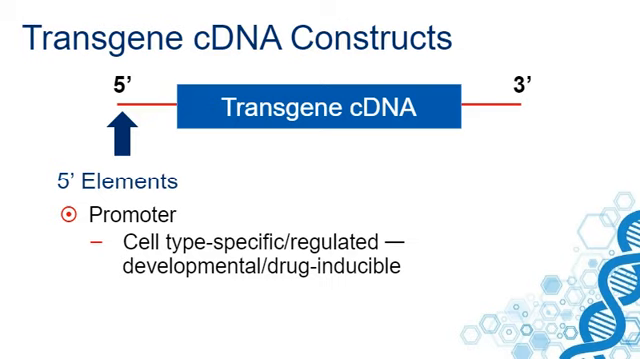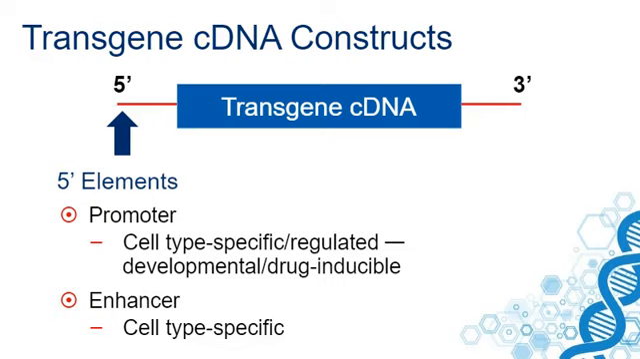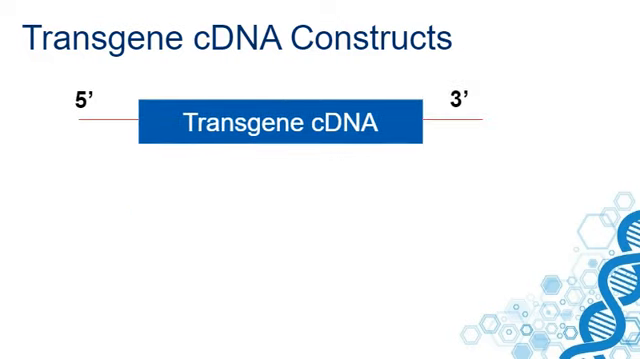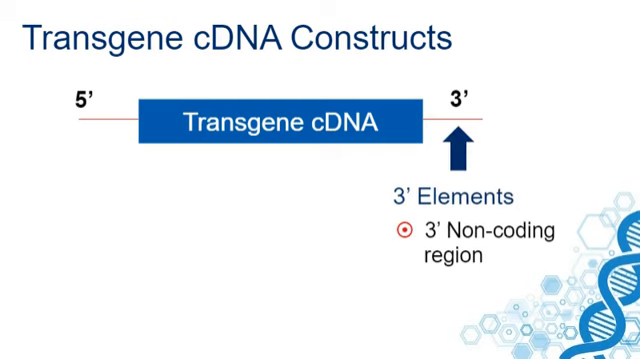And then more distant elements which are required to enhance gene expression, so-called enhancer elements, which again are usually matched to a particular host cell type. And then at the other end of the transgene cassette is a 3' sequence, which usually is there to stabilize the messenger RNA that is encoded by the cDNA sequence.